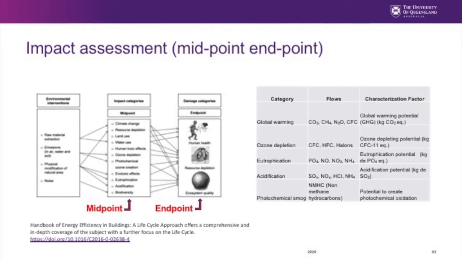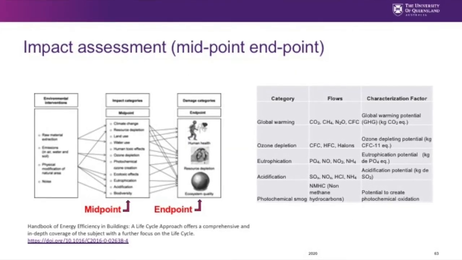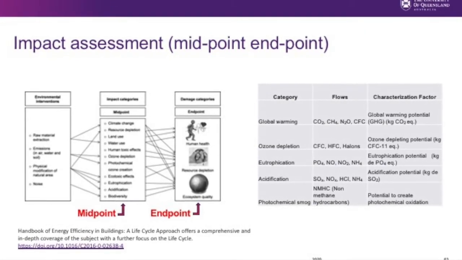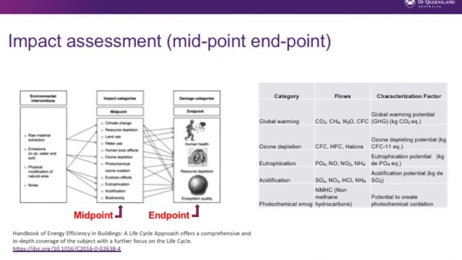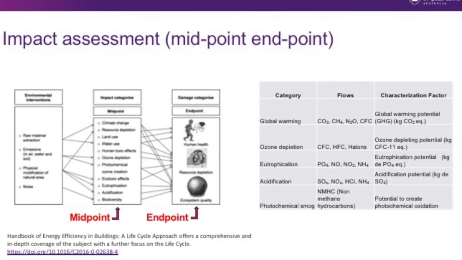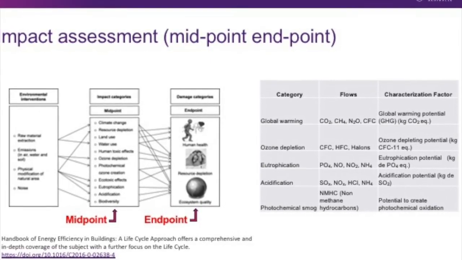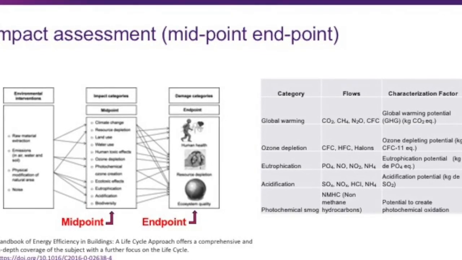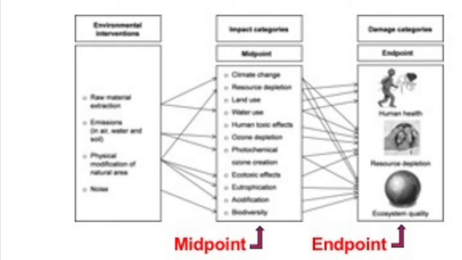Now we need to discuss the impact that we are assessing. And this can be, as I mentioned to you, global warming or acidification, but we can also have ozone depletion, eutrophication, etc. When we define the impact category, this is what is called a midpoint. When we talk about a damage category, this is what is called the endpoint.